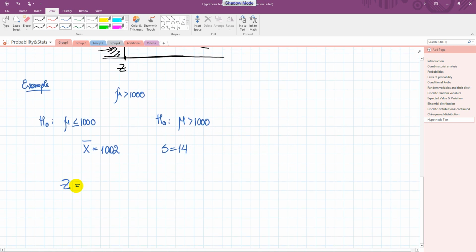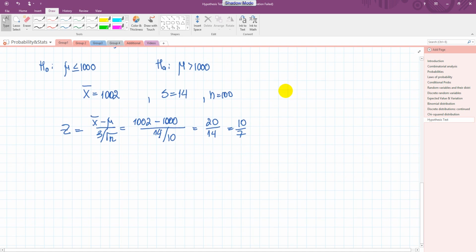Now what we need to do is calculate the standardized test statistic. So Z is equal to x bar minus mu, divided by sigma, or s in our case, divided by the square root of n. So this is going to be 1,002 minus 1,000, divided by 14 divided by 10, because n is 100. We took 100 batteries in our sample. So this is going to be 2 divided by 1.4, or 10 over 7.